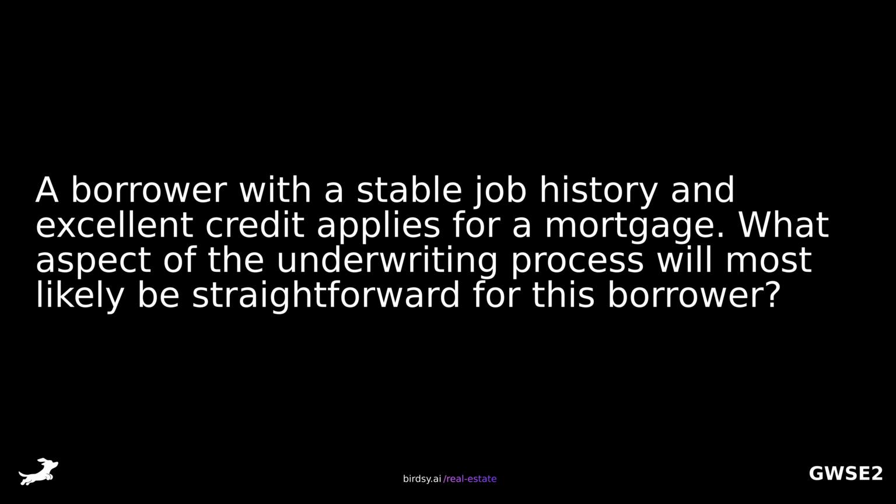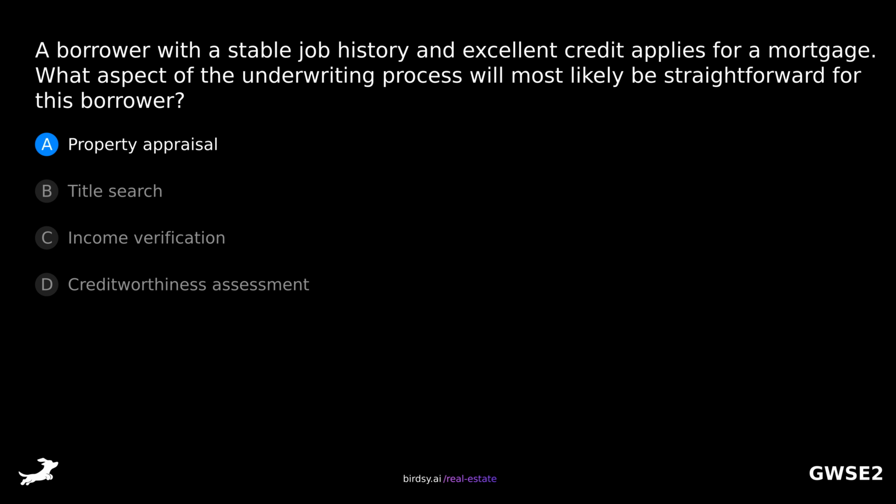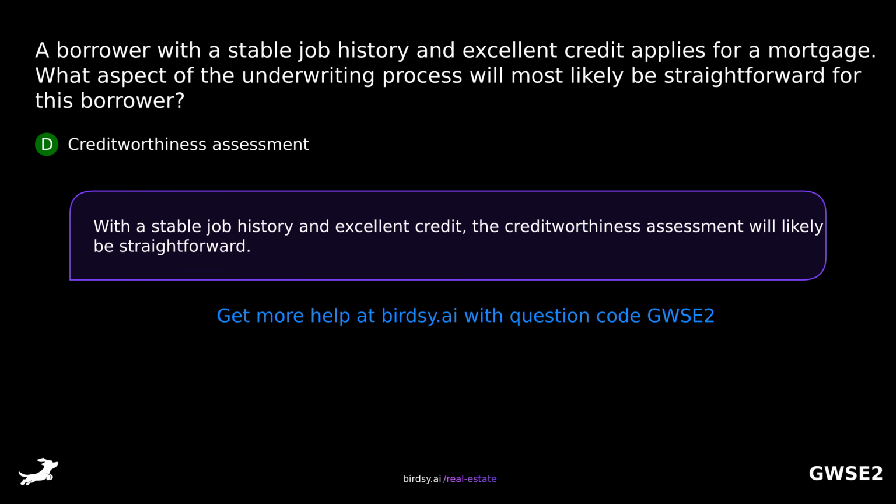A borrower with a stable job history and excellent credit applies for a mortgage. What aspect of the underwriting process will most likely be straightforward for this borrower? Is it A, property appraisal, B, title search, C, income verification, or D, creditworthiness assessment? The answer is D, creditworthiness assessment. With a stable job history and excellent credit, the creditworthiness assessment will likely be straightforward.